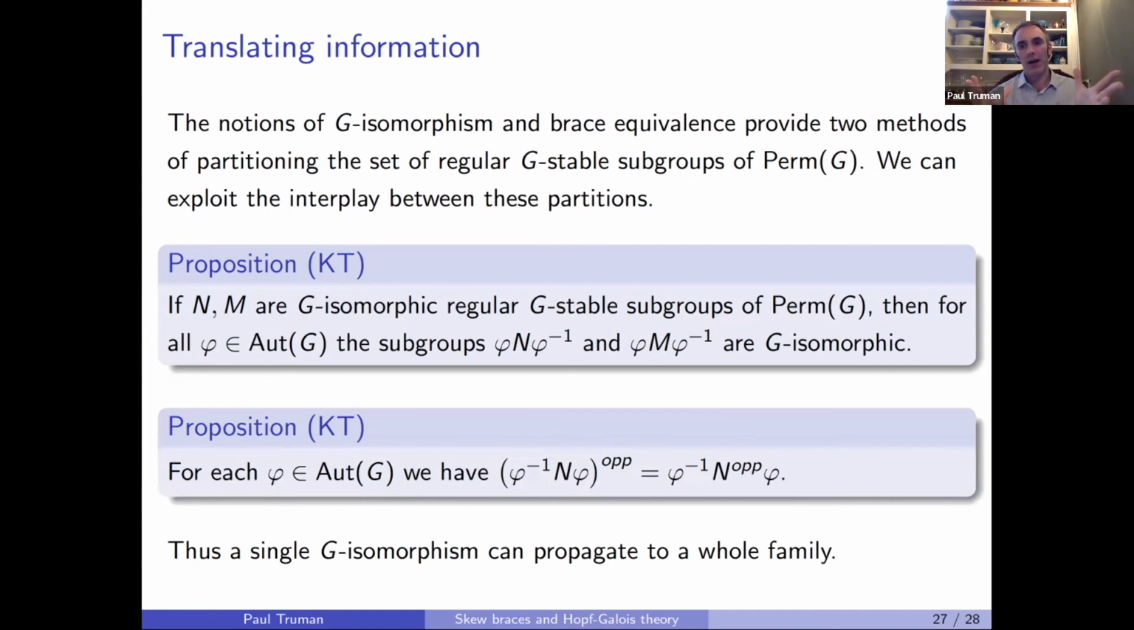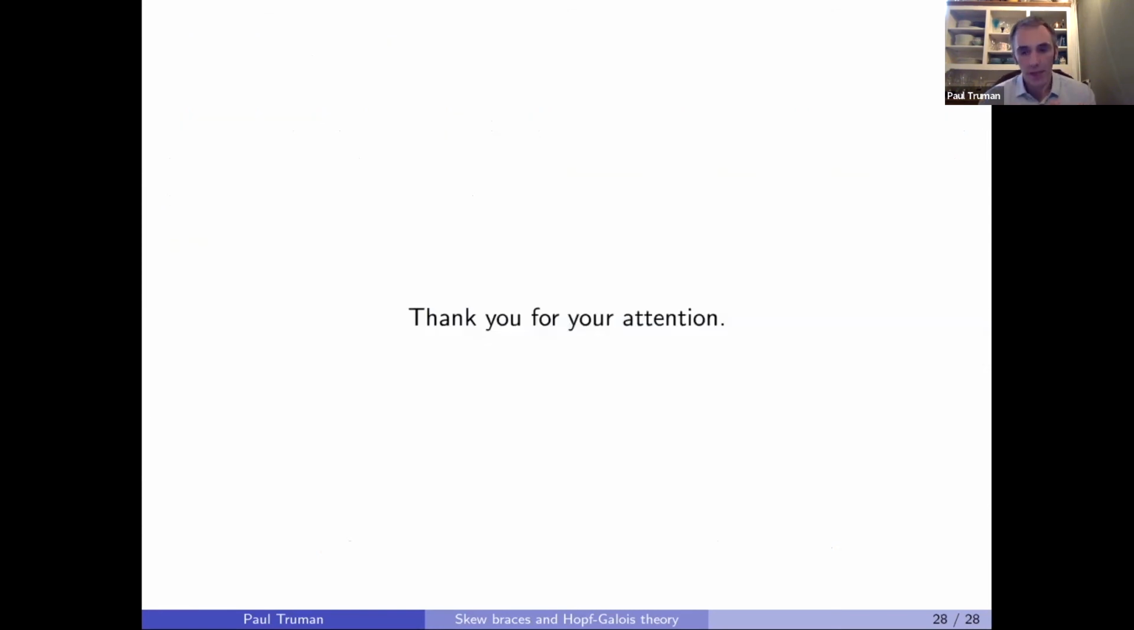So there are these different ways of partitioning this set of subgroups, which we hope, we haven't finished investigating, can then tell us something about the corresponding Hopf-Galois structures by propagating this information around.